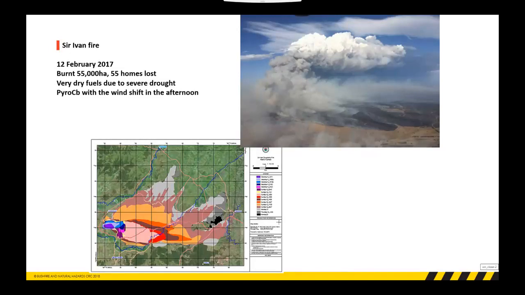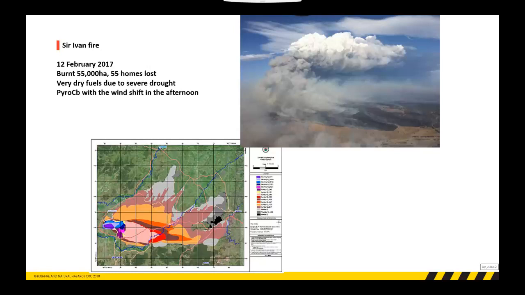One of the significant things with this fire was that there was a pyro-CB, a fire-generated thunderstorm, which developed on a synoptic northwest to southwest wind shift during the afternoon. And what we're seeing in Australia, and internationally in fact, is an increased frequency in these pyro-CB events, or these fire-generated thunderstorm events. And in 2017, the Sir Ivan fire was the first time that we did an accurate pyro-CB forecast in Australia.